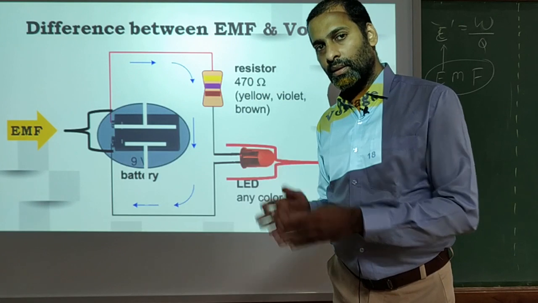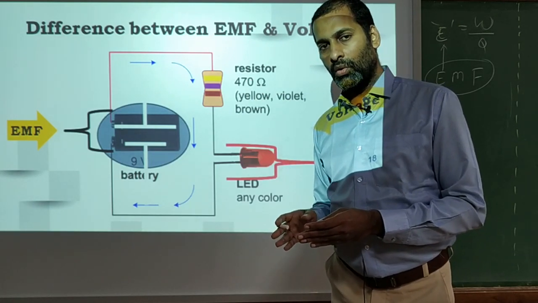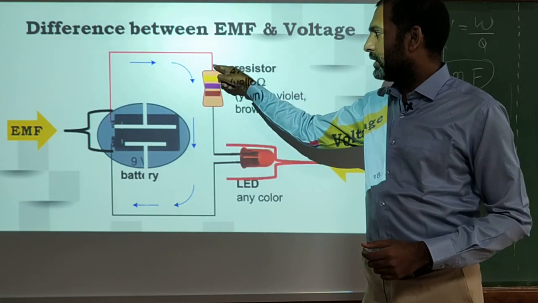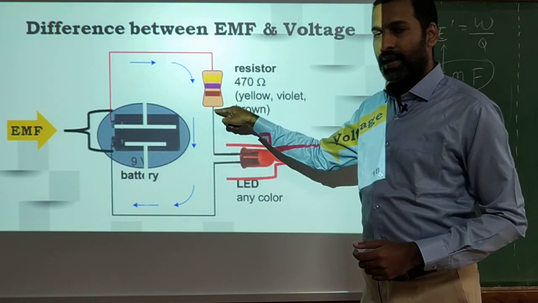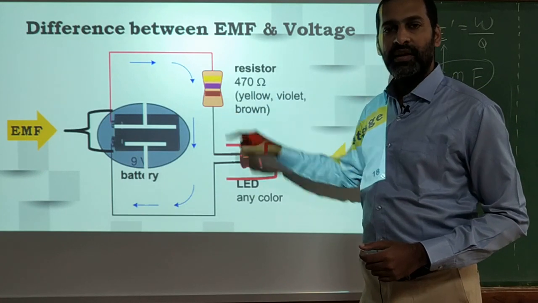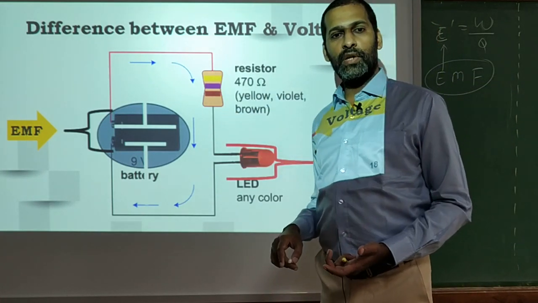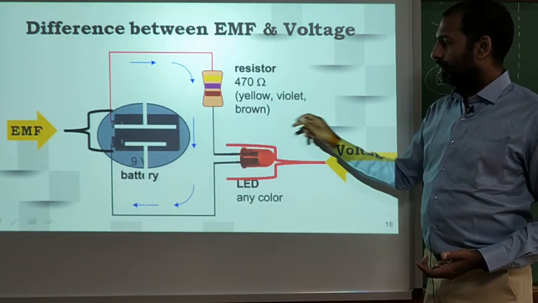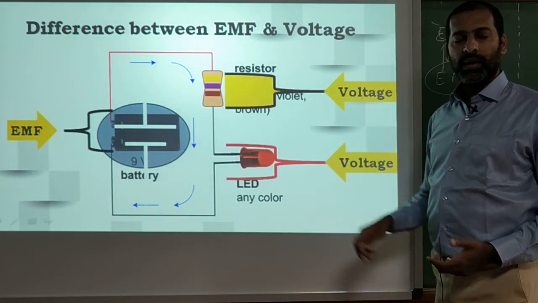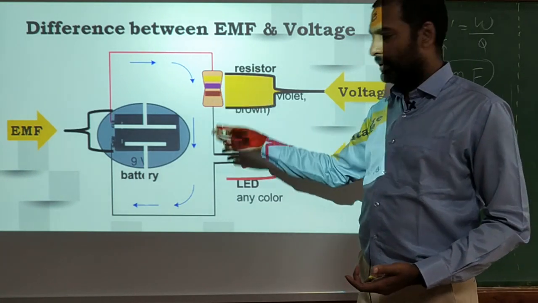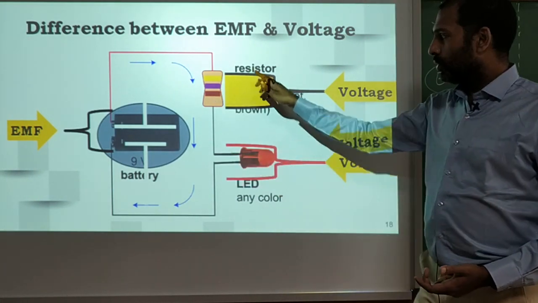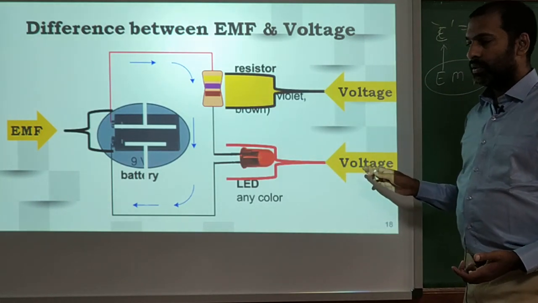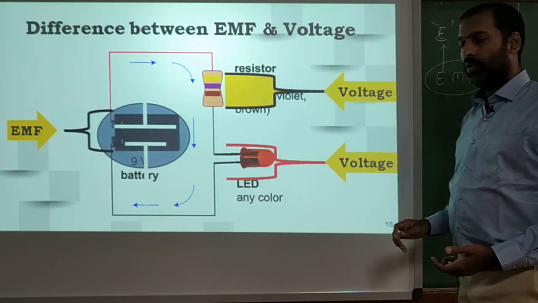Whenever there is usage of current by a particular load, there is a voltage drop between two points. Here one point of the resistor is at the top, another at the bottom. Between these two points there will be a voltage drop. These voltage drops are present for the different elements consuming the current. The resistor is consuming the current, your LED is consuming the current. So their work done per charge is voltage outside the battery. Inside the battery it is EMF.